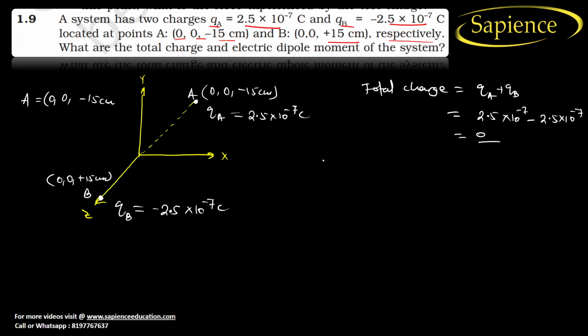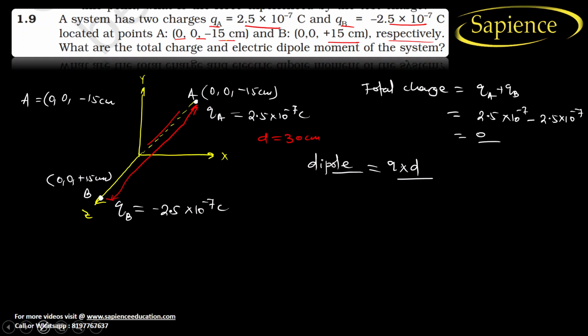Now they are asking dipole. So what is dipole? If you want to find dipole of a charge, because both are equal and opposite charges, dipole will be equal to charge into distance between them. What is the distance? If you want to find out the distance, this itself is the distance. This side is 15 and this side is 15. So distance d is equal to 30 centimeter.